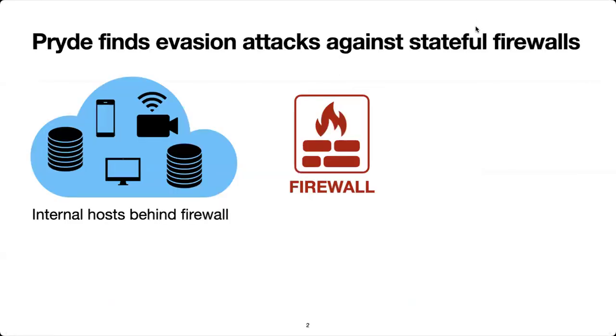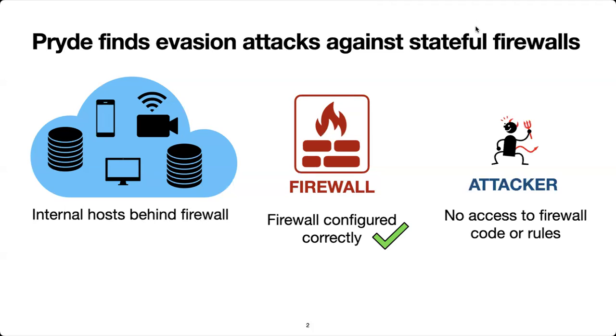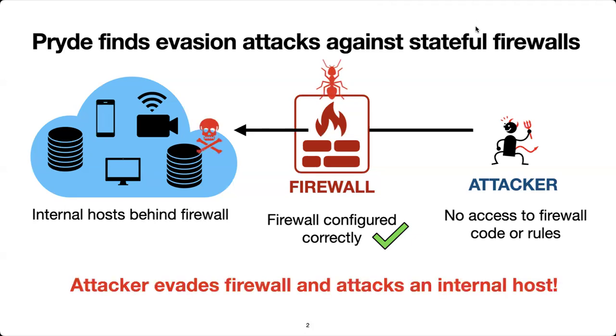So let's say you're a network operator who wants to protect their internal hosts from external adversaries on the internet. The natural thing to do here is go online, find a reputable firewall vendor, and deploy their firewall in front of your network. You're probably going to configure it with some rules such that external attackers are not able to access your internal hosts. However, even in such a case, an attacker out on the internet who has no access to your firewall code or the firewall rules can actually exploit subtle bugs in the firewall's packet processing logic and evade the firewall's defenses and ultimately attack an internal host.